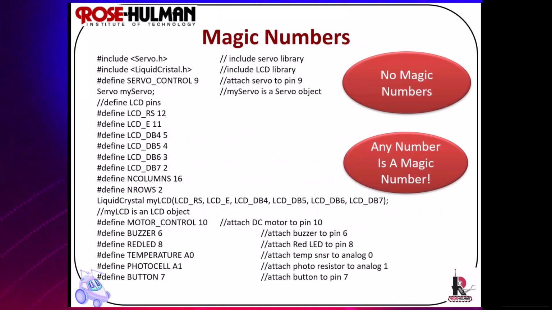Here are examples of ways to eliminate magic numbers from your code, where you use pound defines for each variable, so that if I was wiring up an LCD, I now know that DB6 goes to pin 3, DB7 goes to pin 2. I know that my LCD has 2 rows and 16 columns, etc. I know I have a buzzer on pin 6. I have a red LED on pin 8. I have a temperature sensor on A0. I have a photoresistor on A1 and a button on pin 7, etc.